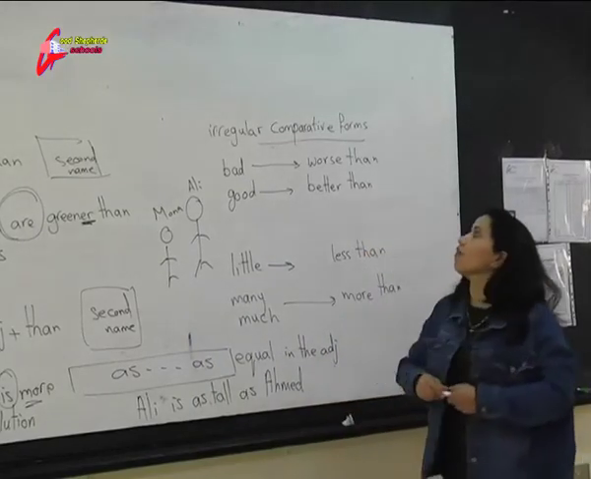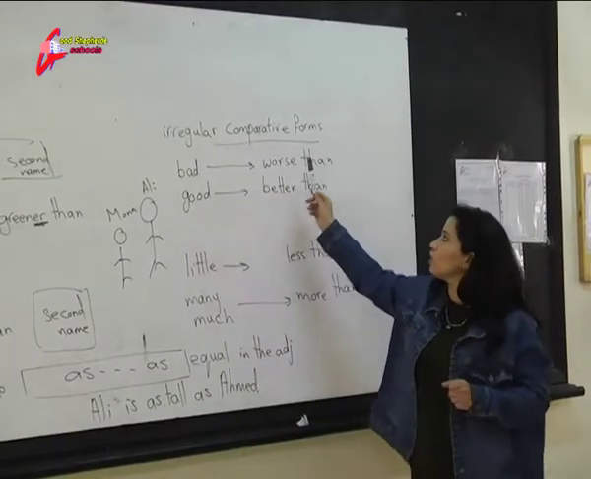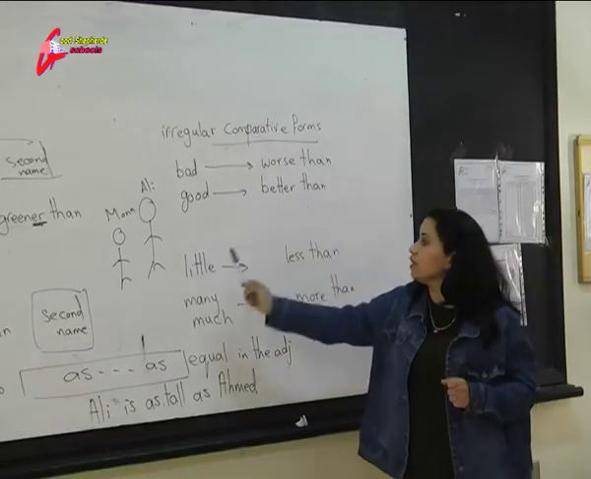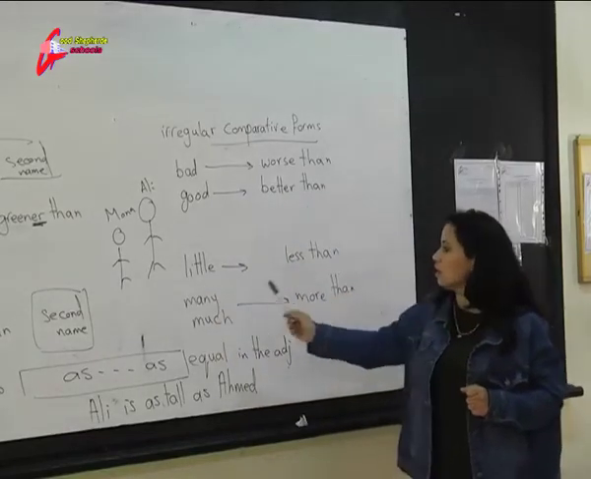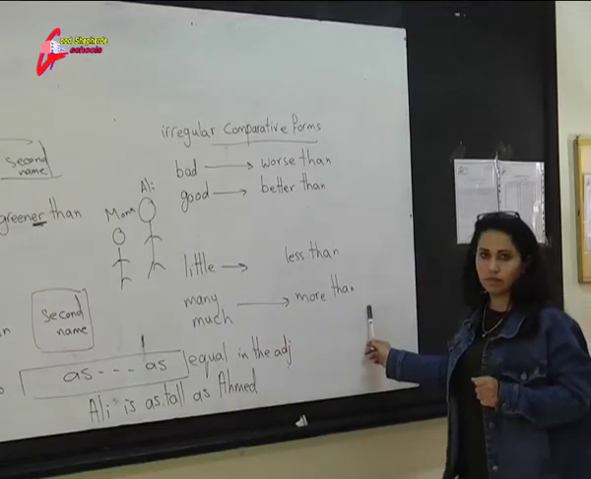Okay. We have irregular comparative forms like bad. I switch it to worse than. Good will be better than. Little will be less than. Many and much will be more than.